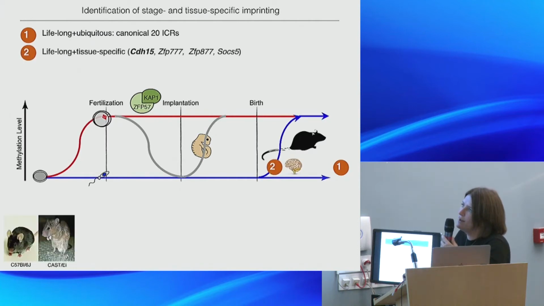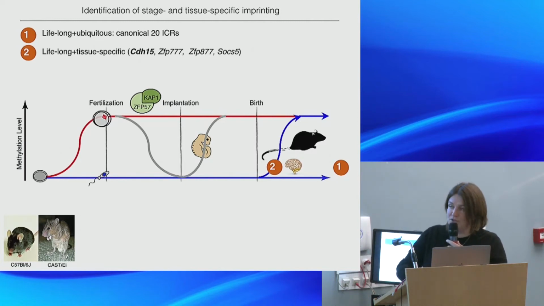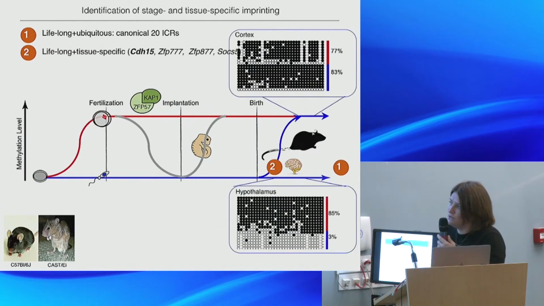Some of them were lifelong but tissue-specific, so that refers to sequences which will be inherited as methylated from the oocyte. But then in certain tissues, the paternal allele, which is hypomethylated in other tissues, will be regaining DNA methylation, so that you wouldn't have any methylation differences in specific tissues while you still have parental-specific methylation in other tissues. So that's just to illustrate that.